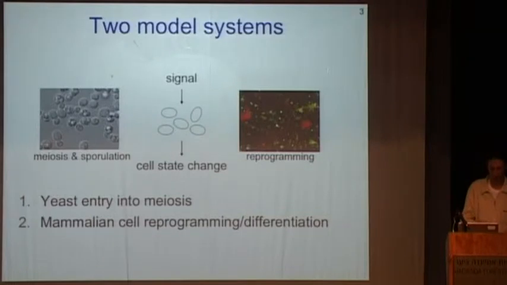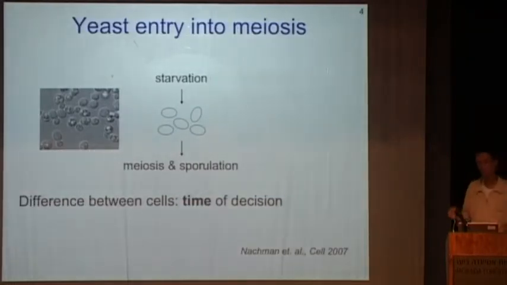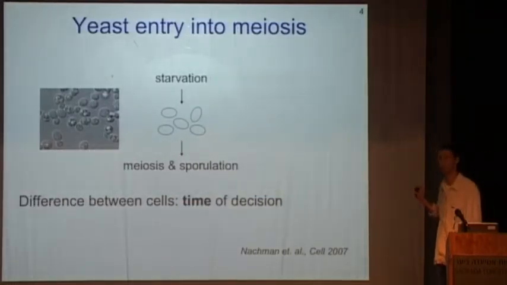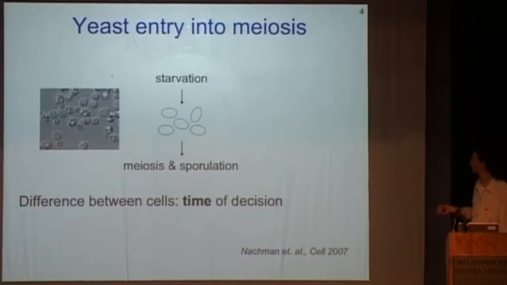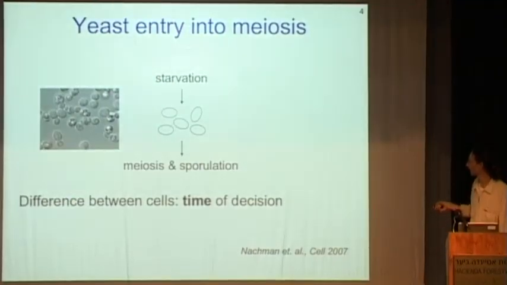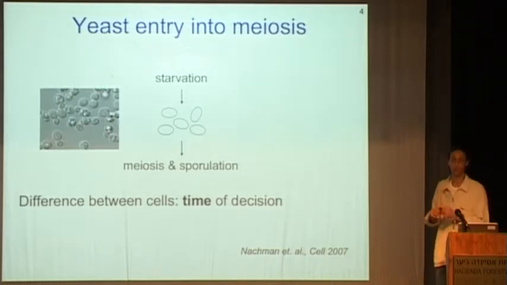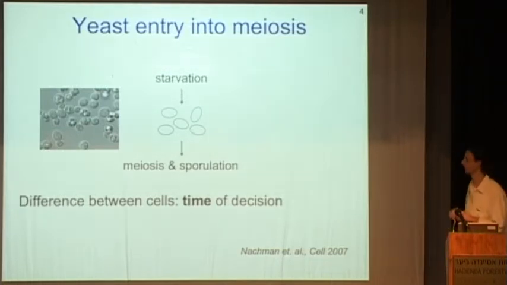So I'll start with the first system, in which this question is a bit simpler, because in the specific system that I'll describe to you, all the cells go through the same decision or through the same response. That is, they all eventually turn into meiosis and sporulation. The only difference between them will be the time of response or the time of decision.